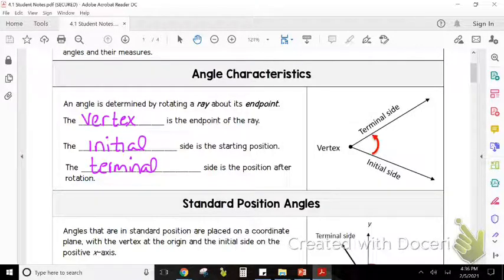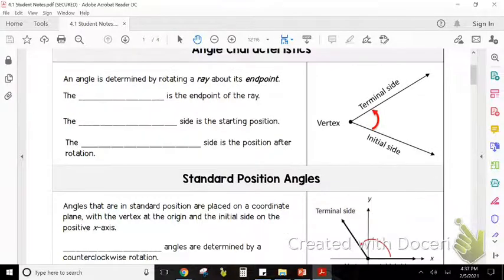All right, so remember from geometry, you learned about the vertex. The vertex is where the two rays are going to meet. The starting position is called its initial side, and where it ends is called the terminal side. And you can see here, looking at this, that it's going to start here at the initial side, and they draw an arrow to the terminal side there.